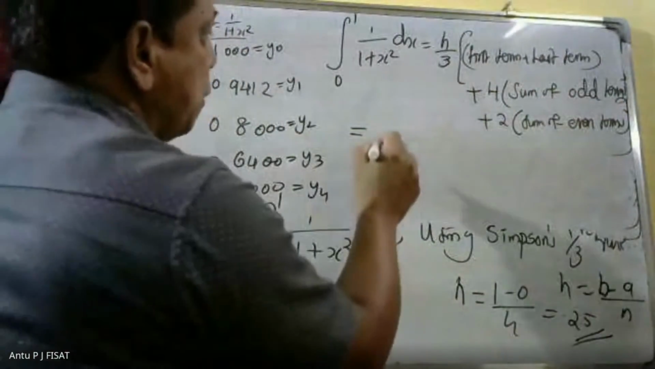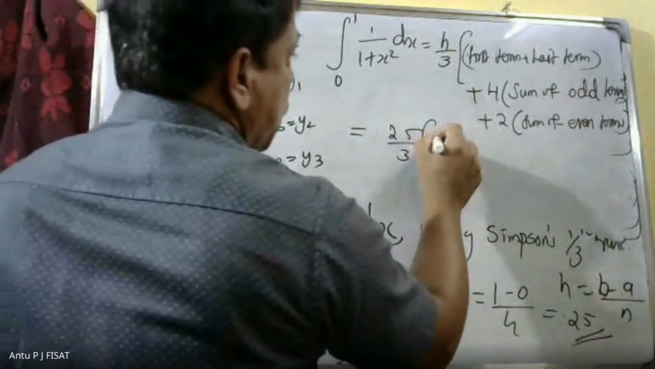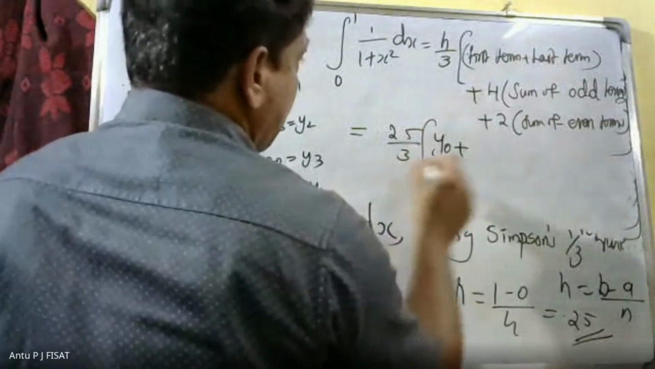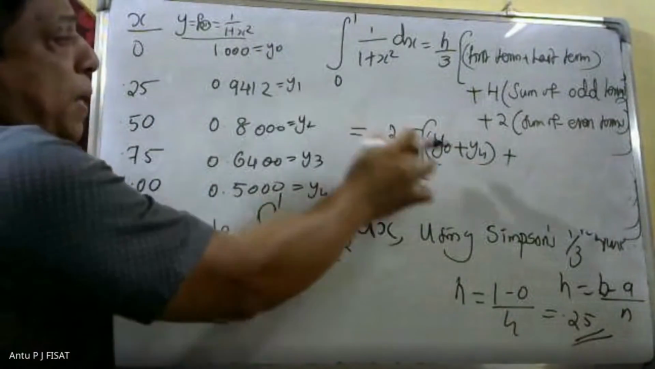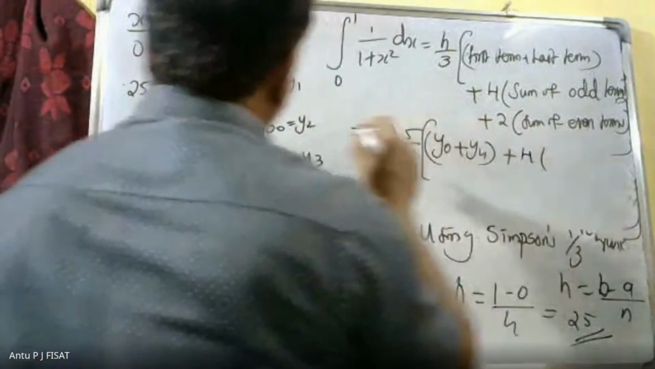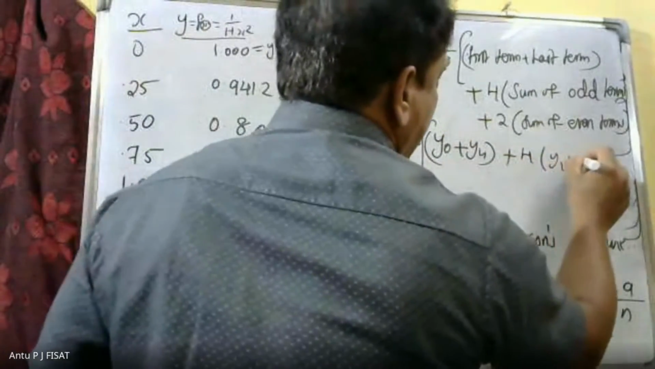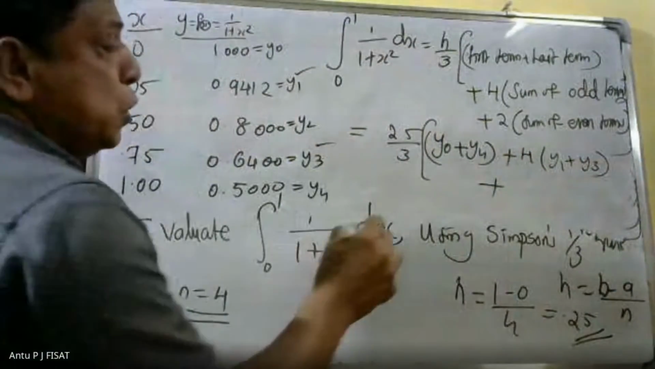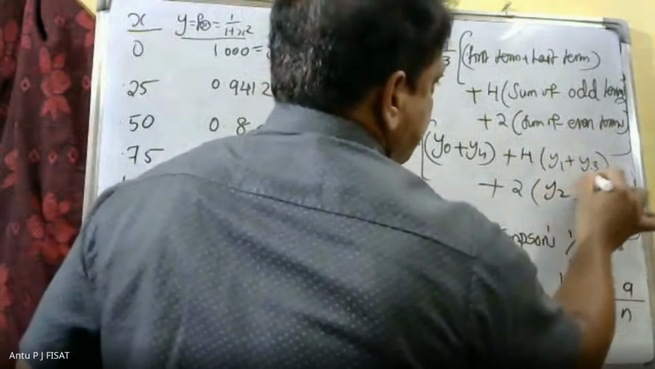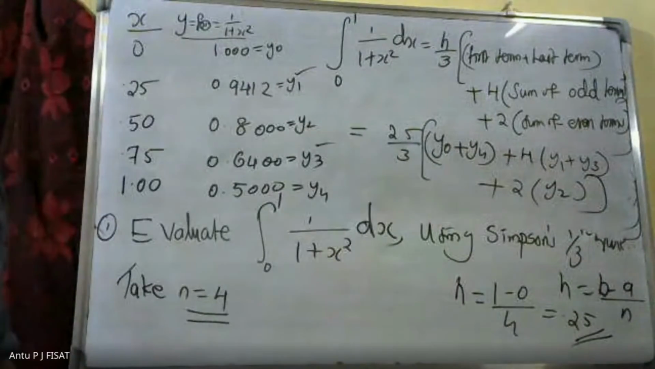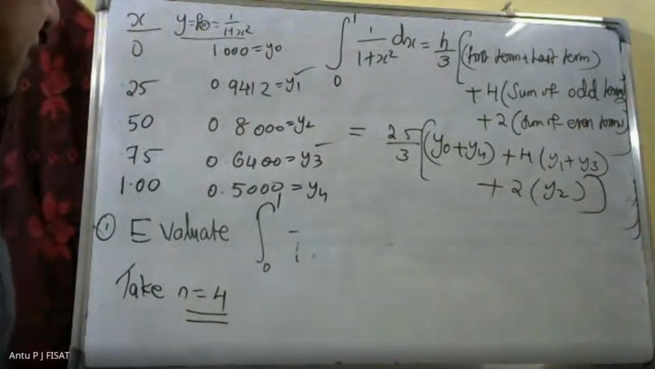Here h is equal to 0.25 by 3. The first term is y naught plus last term y4. From the table, y naught plus y4 plus 4 into sum of odd terms. Here odd terms are y1 and y3. 4 into y1 plus y3 plus 2 into sum of even terms. Here the even term is y2. Therefore, we make the formula and substitute the values.